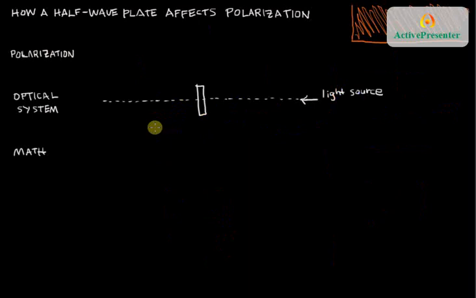So now I've drawn an optical system here, an optical axis, a light source shining light this way, and I've got a half-wave plate, I'll write that as HWP, half-wave plate, placed here in the middle of the system. So we can consider the polarization state of light at some position here on the right-hand side. Let's call that position A.